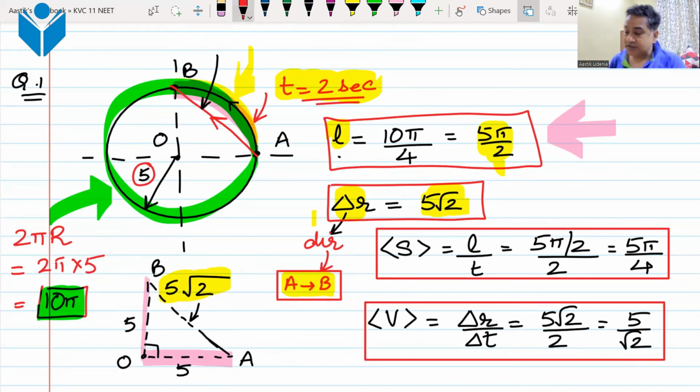Average velocity is total displacement divided by total time. Average speed is total distance divided by total time. Do we understand this? Yes or no? I'll give you 2 minutes to note this down, please. Please note it down. If you have any doubts, please ask.